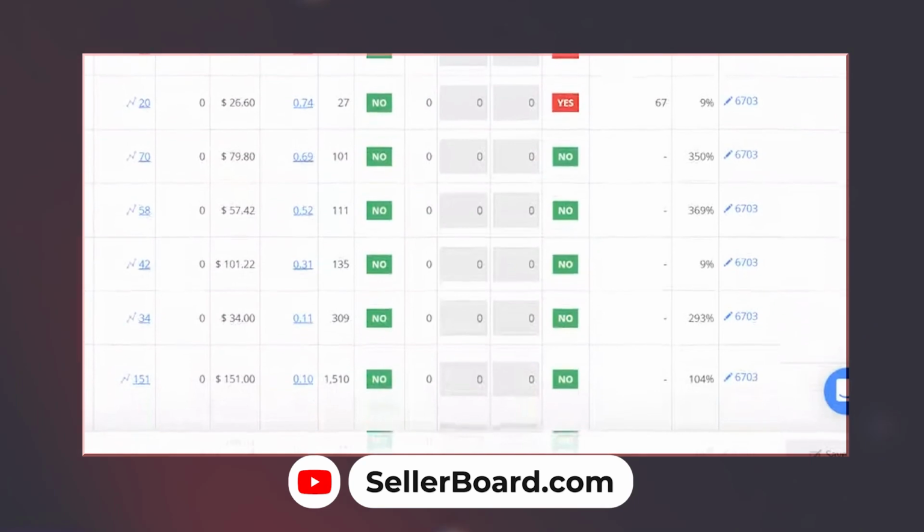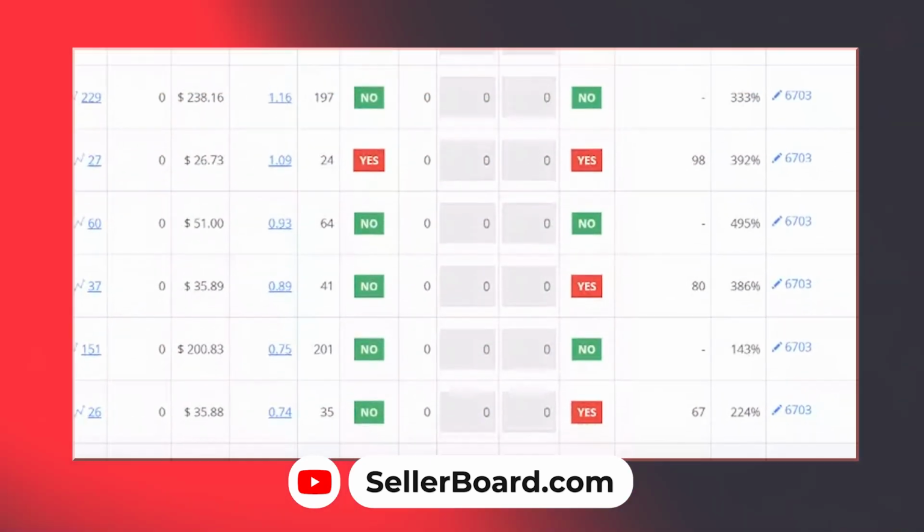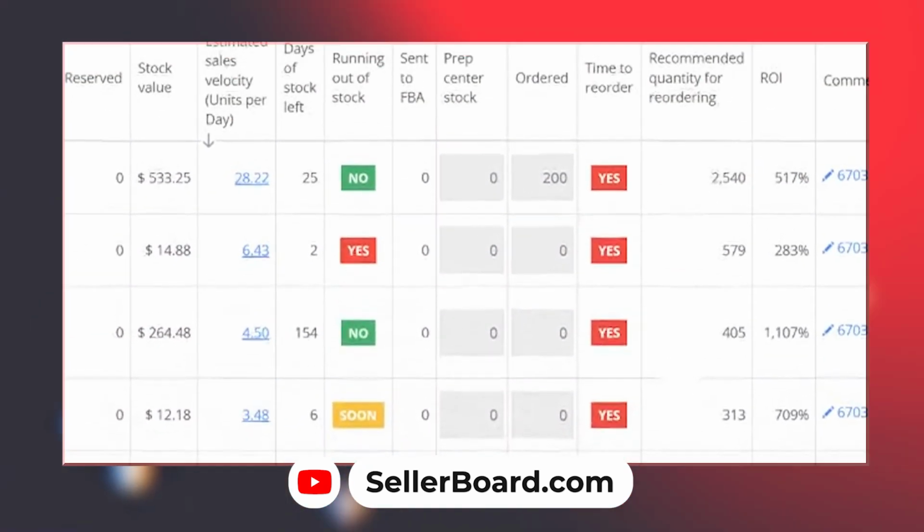So for example, Seller Board. Seller Board will tell you, are you running out of stock? Yes, no, or soon you will be out of stock. And then it'll also tell you, is it time to reorder? Yes, no, or yes, soon you need to start reordering your product to get it into the warehouse, okay? You can also use the inventory planning feature on Seller Central. Like I said, it's not perfect, so really analyze that product.